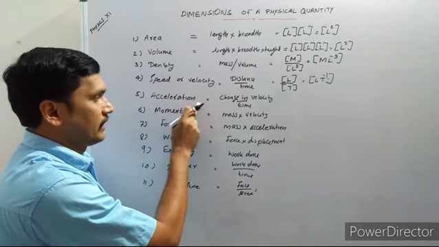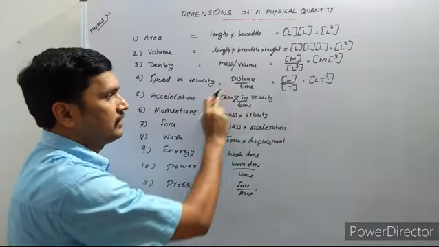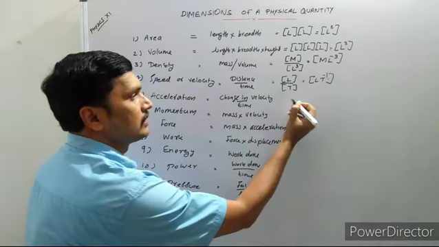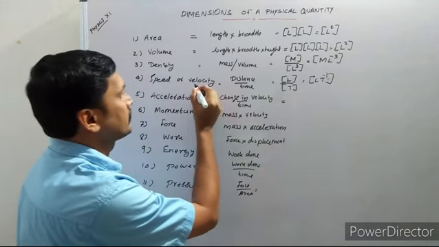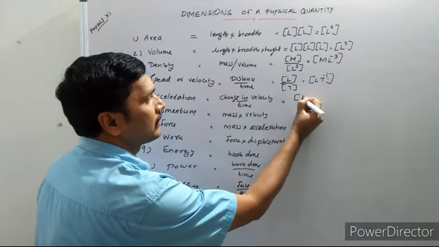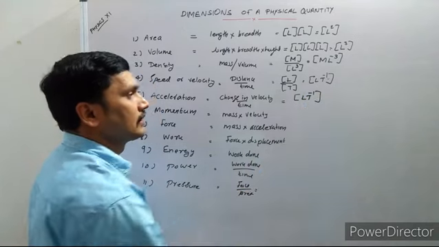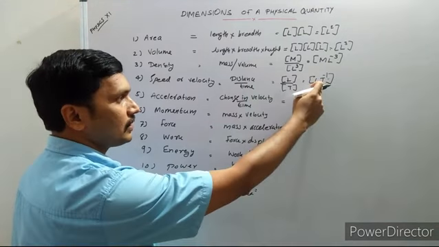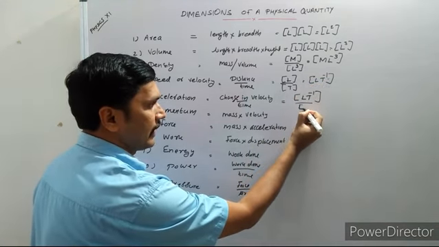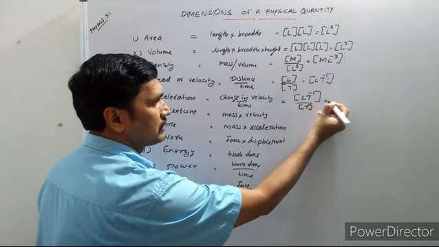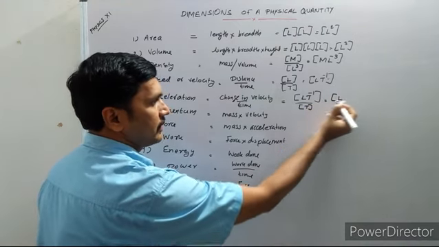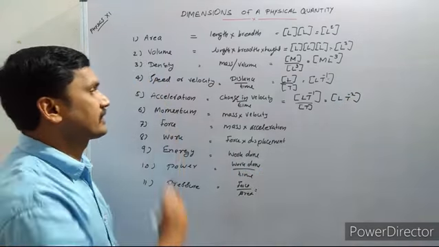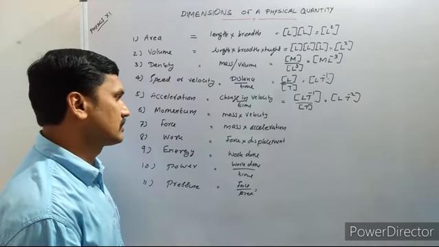Next quantity, acceleration. The equation: acceleration is equal to change in velocity by time. We know that the dimension of velocity or change in velocity is the same, L T raised to minus 1, divided by the dimension of time. Taking this T here, it becomes T raised to minus 2. The dimension of acceleration is L T raised to minus 2.